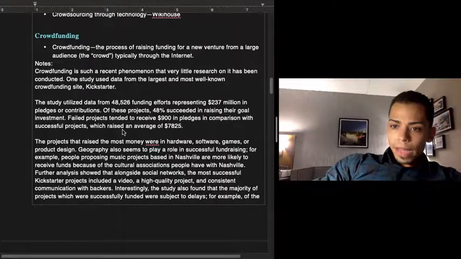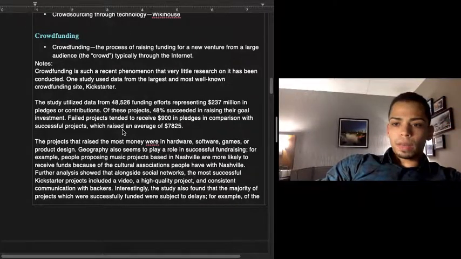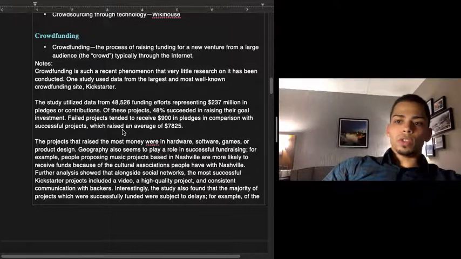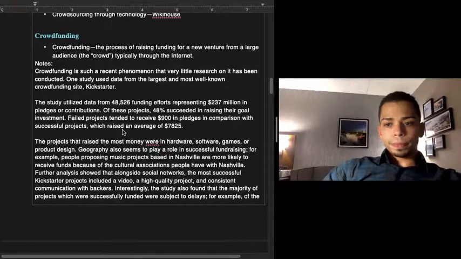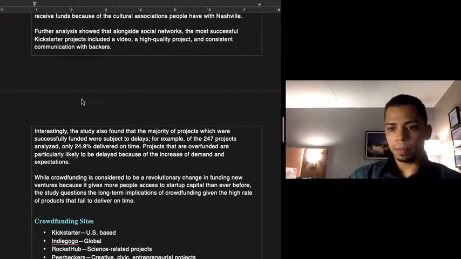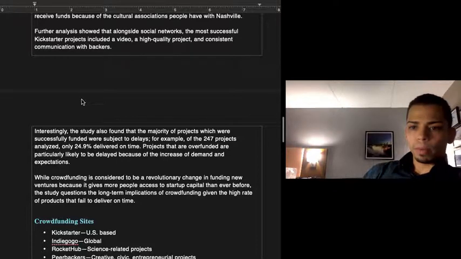Also, geography seems to matter when it comes to raising money. So, for instance, the textbook provides the example that Nashville was very good for raising money when it came to musical ventures because of the associations that exist with Nashville and music. So we see that a couple of things were important for these campaigns to be successful. One, consistent communication about what the product is through videos and websites and social media were very important. Also, the communication with backers is also very important. They have to communicate where they are in product development if there's any delays.